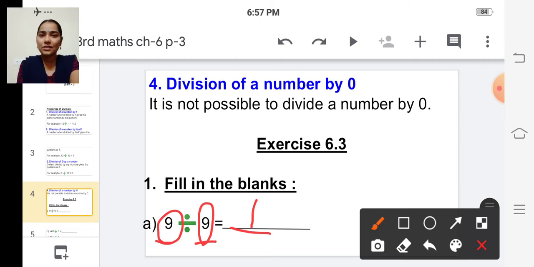Yes, have you all understood, children? This is the second property, isn't it? If we divide any number by itself, then we will get the quotient as 1. So, we have to write 1 here. Okay.